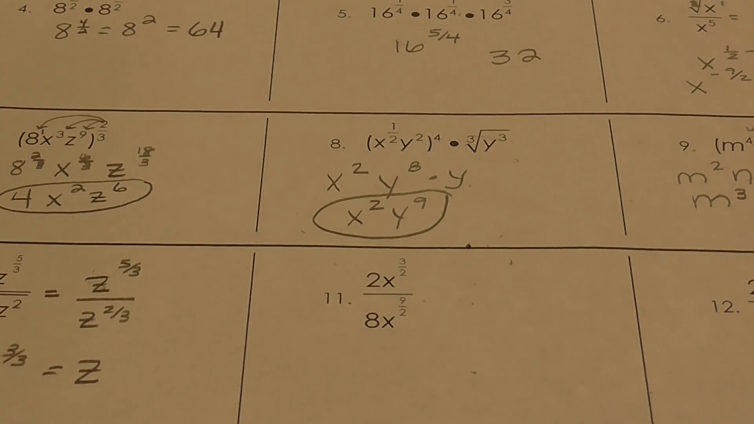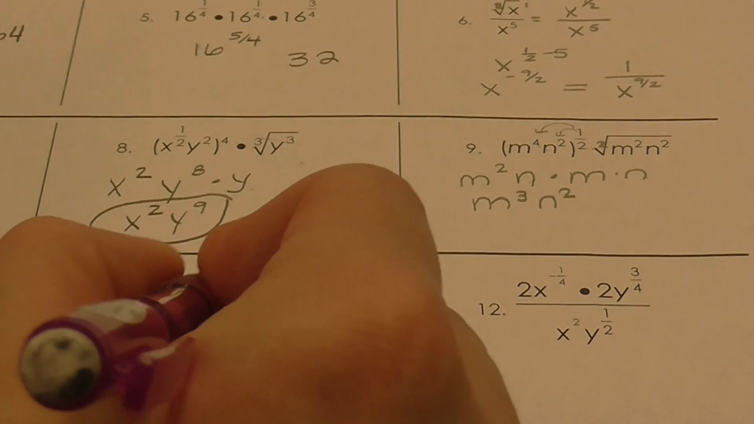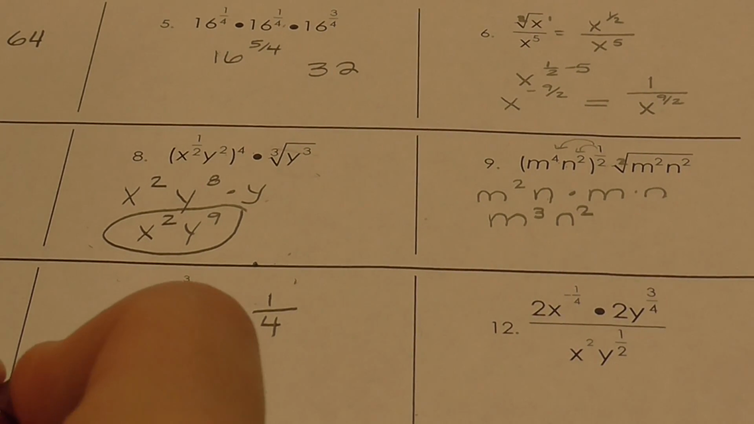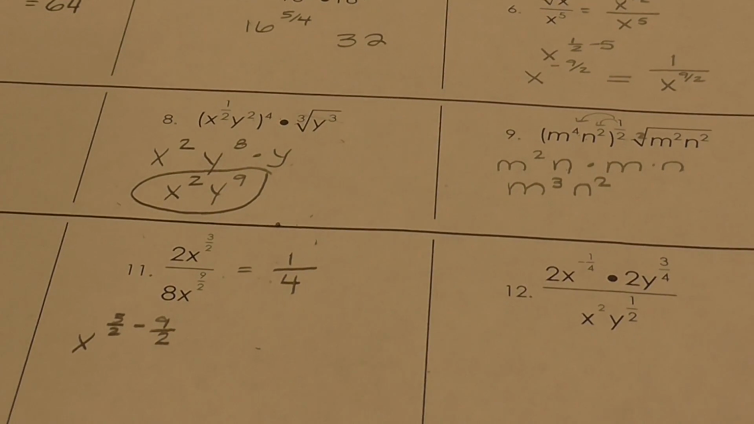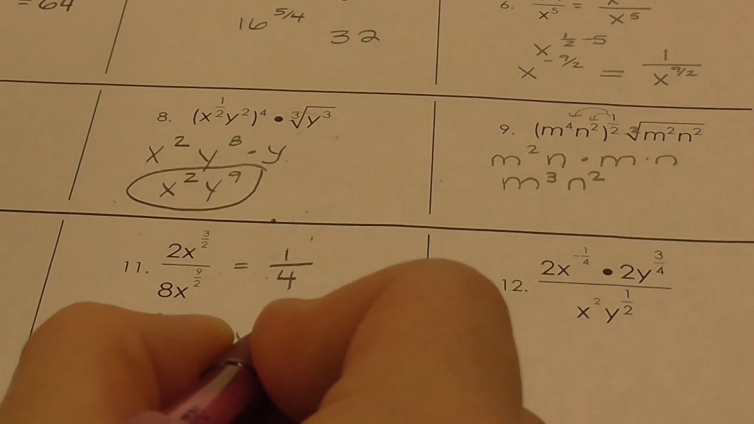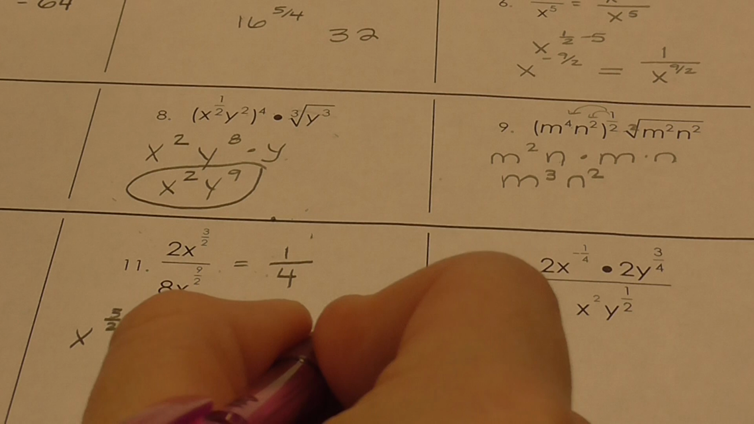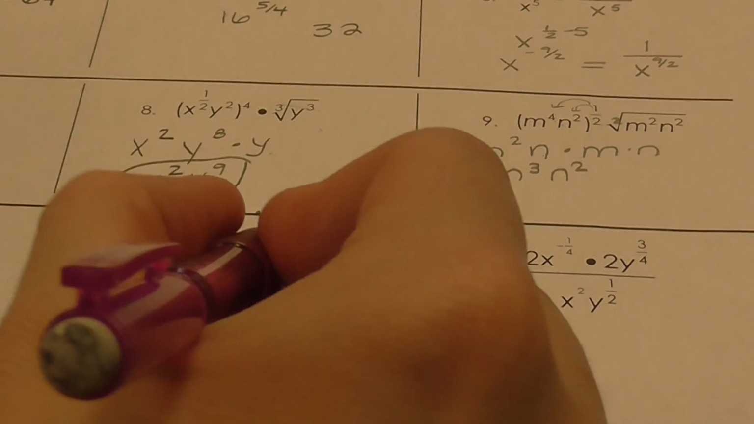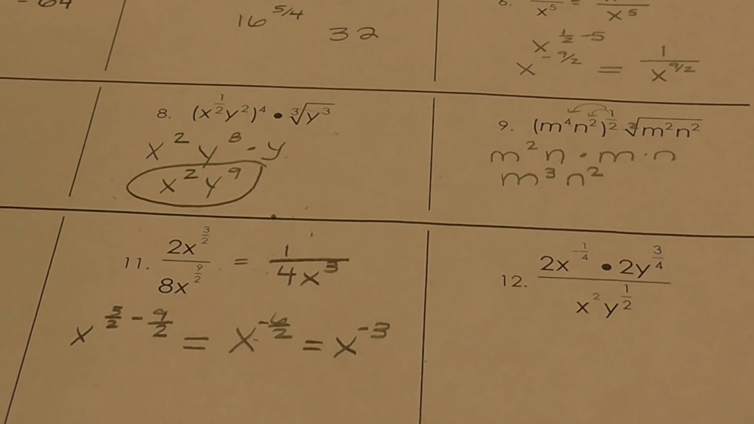Okay, the next one, I'm going to simplify the 2 over 8 first. So 2 over 8 is just the same thing as 1/4. And then just off to the side, I'm going to say that's the same thing as x to the 3/2 minus 9/2, because I subtract the exponents. So that's going to be x to the 6/2, but negative because it's 3 minus 9. So that's the same thing as x to the negative 3. And because it's negative, that gives me placement. So that tells me the x is going to go on the bottom. That's the answer.